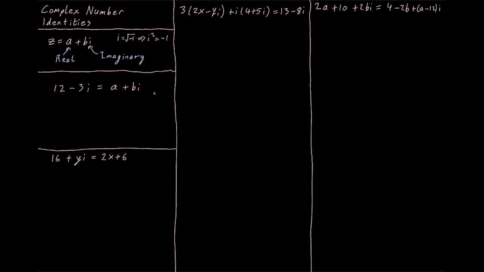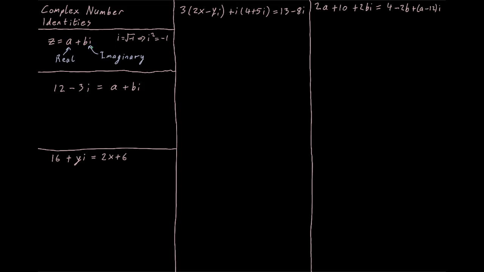Hello. Now we are going to look at complex identities. And to begin with, we're going to remind ourselves of how complex numbers work. So if z is a complex number, it has a real part, which I've labeled a, plus an imaginary part, which is the stuff involving i. So anything that doesn't involve i is real, anything that does have an i in it is imaginary.